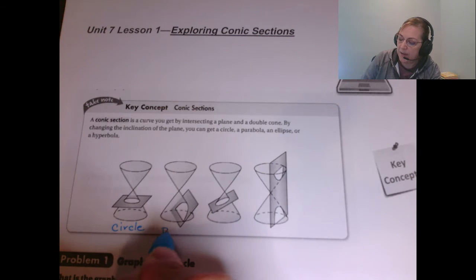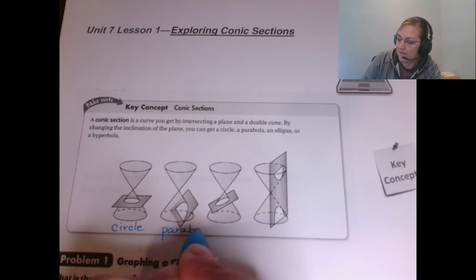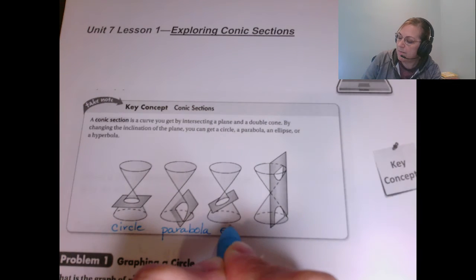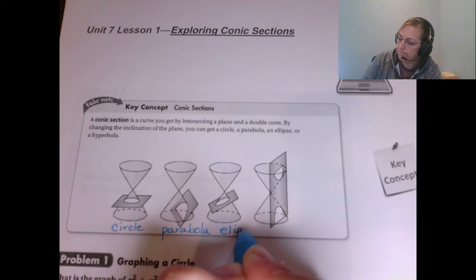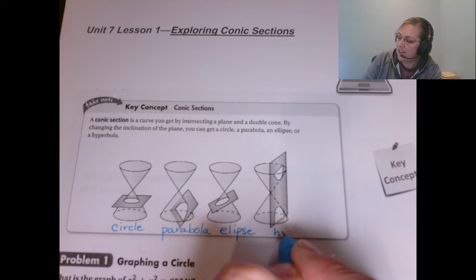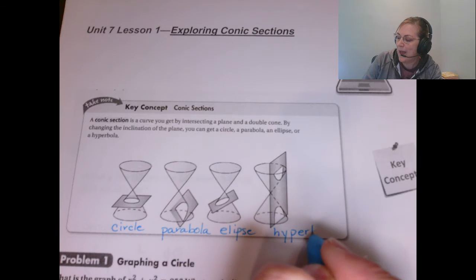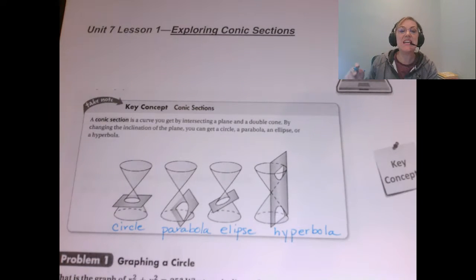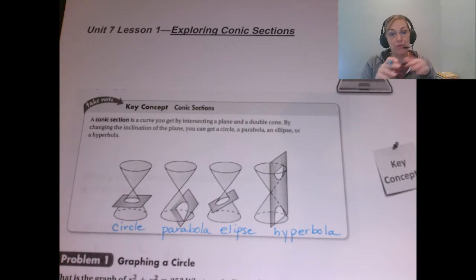the second one being a parabola, the third one being an ellipse, and the fourth one being a hyperbola. So we're going to look at all 4 of them together collectively in some of the ways that they are similar. In future lessons, we'll look at the specific details for each one.